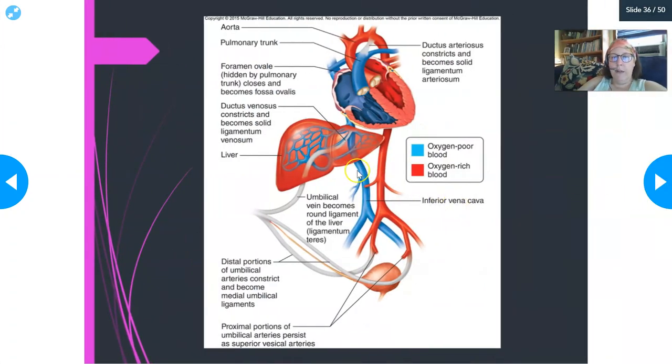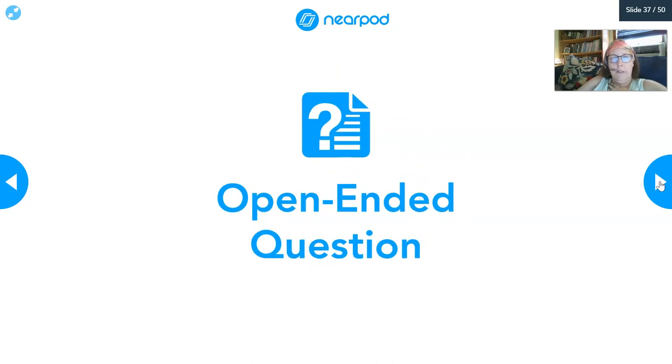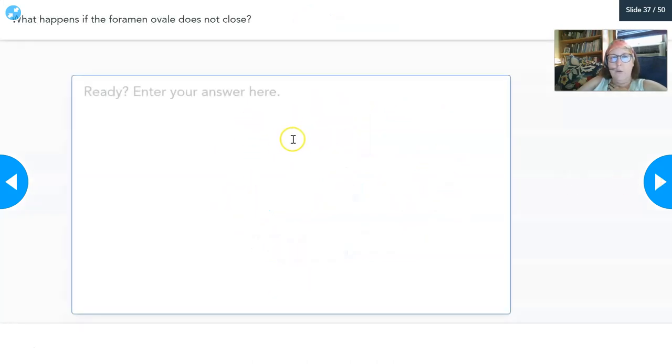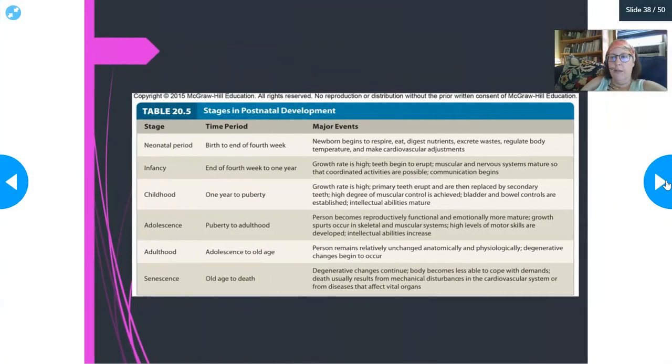Here again, the same graph, but we've clipped that umbilical cord. So the ductus venosus is going to go away. The ductus arteriosus is going to go away. The foramen ovale is going to close. All right, so what would happen if that foramen ovale does not close? I've mentioned that. Just a little critical thinking. You should be able to answer that.